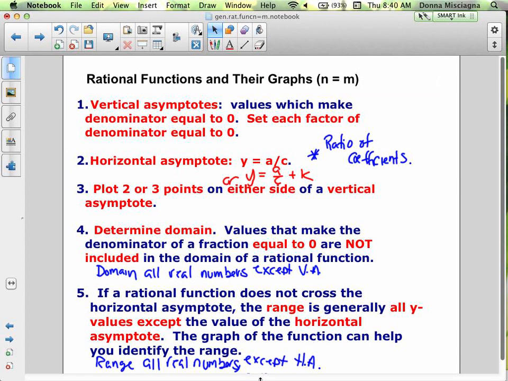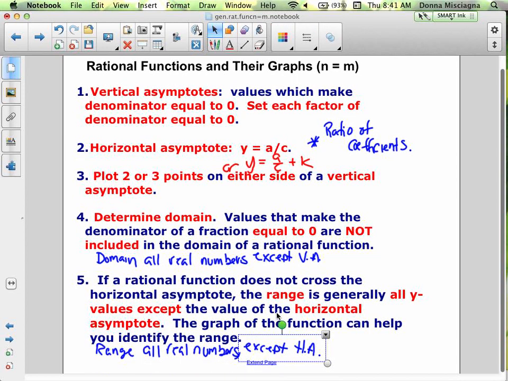It could also be, and I think it's already in your notes, a over c plus k. So if we have a constant added to the whole thing, so we have an x in the numerator, an x in the denominator, and then a constant added to the whole function, the horizontal asymptote will be this ratio plus that constant. And so we might see one or two like that.